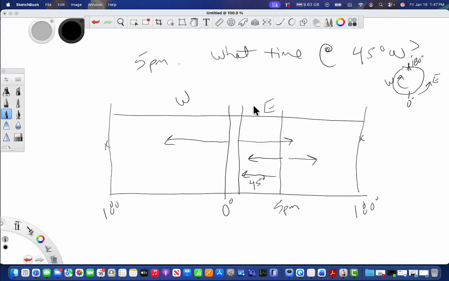Well, every 15 degrees of longitude equates to 1 hour of time. So 15 degrees into 45 degrees equals 3. That means that 45 degrees west is 3 hours different than 5 p.m. The question is, is it 3 hours behind or is it 3 hours ahead? Well, anytime you're going west, it's behind. And anytime you're going east, it's ahead.